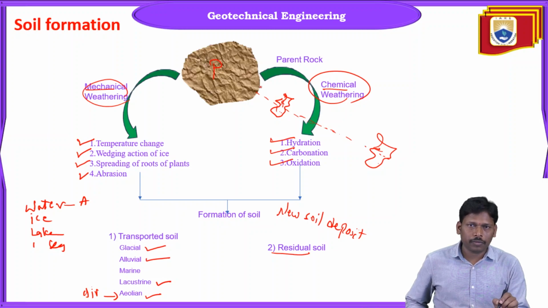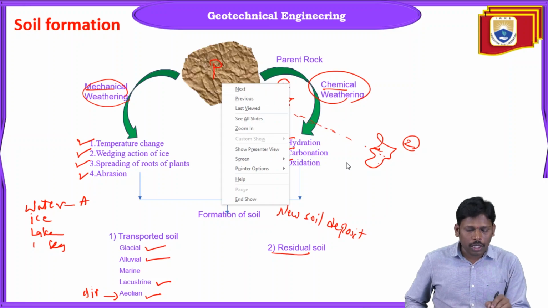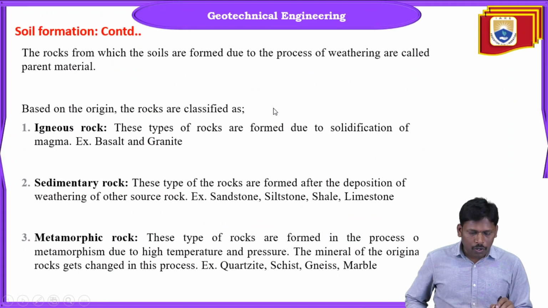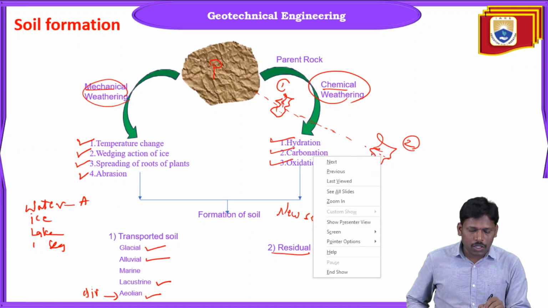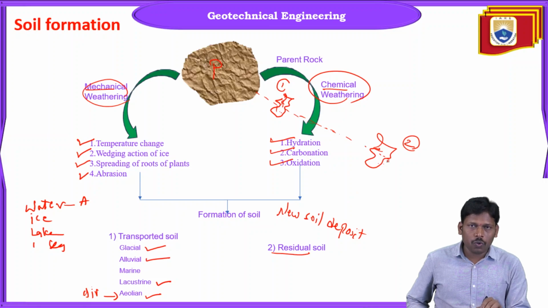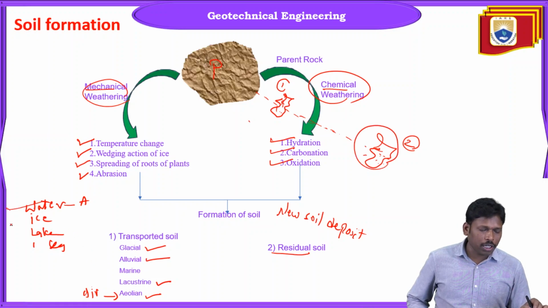For the formation of this deposit number 2, I am just giving the numbers for clarity. This is the one which is formed newly, and this is the one which is formed after several days. Some transporting agent is responsible for the formation of this deposit and for the movement of this deposit from this place to that place. Based on that transporting agent, we have water, ice, lake, seawater, and air. We have these many transported deposits.